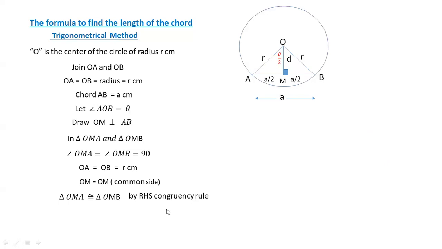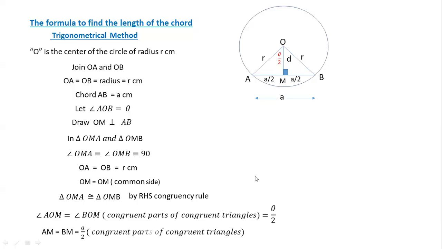Because these two are congruent, this angle should be half of that. So angle AOM must be equal to angle BOM, because they are congruent parts of congruent triangles. The complete angle is theta, so this part, half the portion, should be theta by 2. Also, AM and MB are congruent parts, so each should be half of the entire length. So it is A by 2.